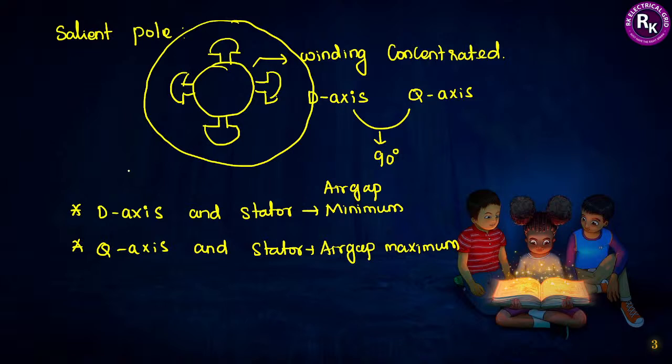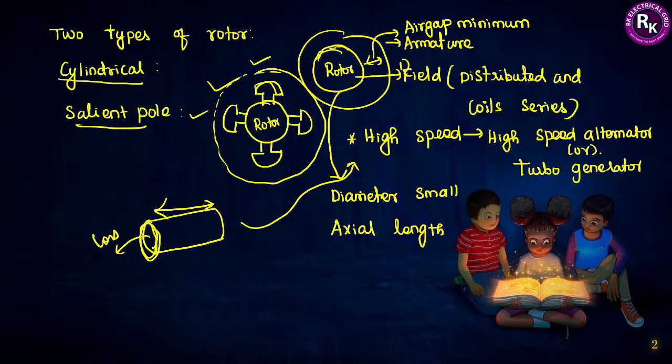Now already we saw, when I was discussing the cylindrical type of machine, that the speed is very high because its diameter is very small and its axial length is very high.